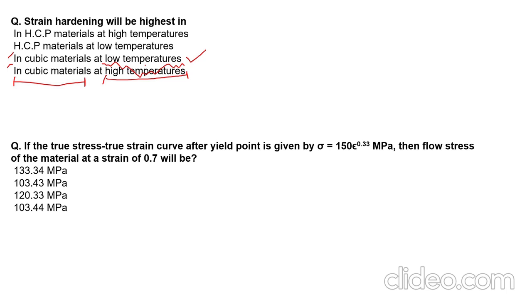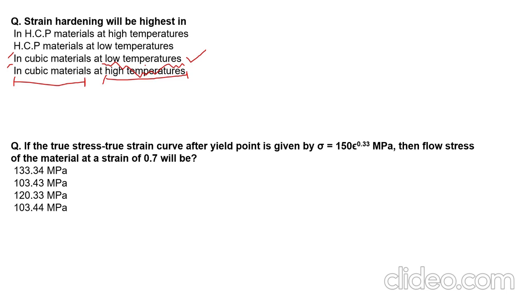But we are including the FCC in the cubic material only. FCC is nothing but face-centered cubic, right? Cubic means both FCC and BCC, face-centered cubic and body-centered cubic. But ma'am, if we compare BCC with the FCC, where would we see more strain hardening at the same temperature? In FCC structure, because of the efficient close packing system.